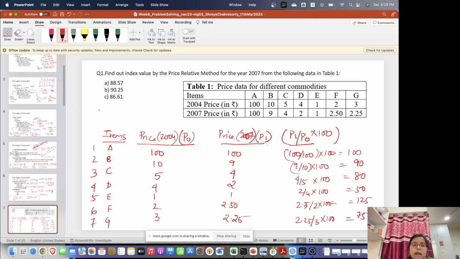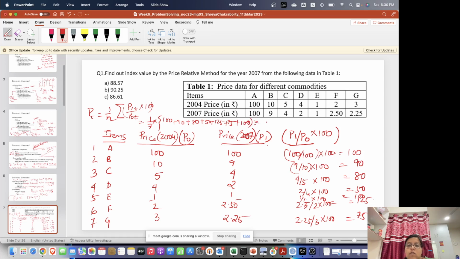Now the index value will be 1 by n. So the PT that we want is 1 by n summation of P1 T by P0 T into 100. So this will be 1 by 7 into the sum of all these: 100 plus 90 plus 80 plus 50 plus 125 plus 75. So how many did we get? 1, 2, 3, 4, 5, 6. There should be one more. Okay, 1 upon 1, yes. So this was 100.